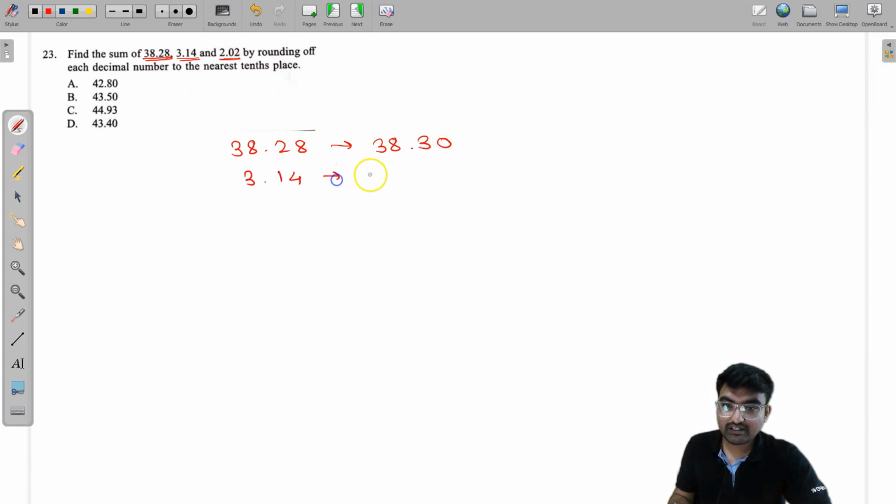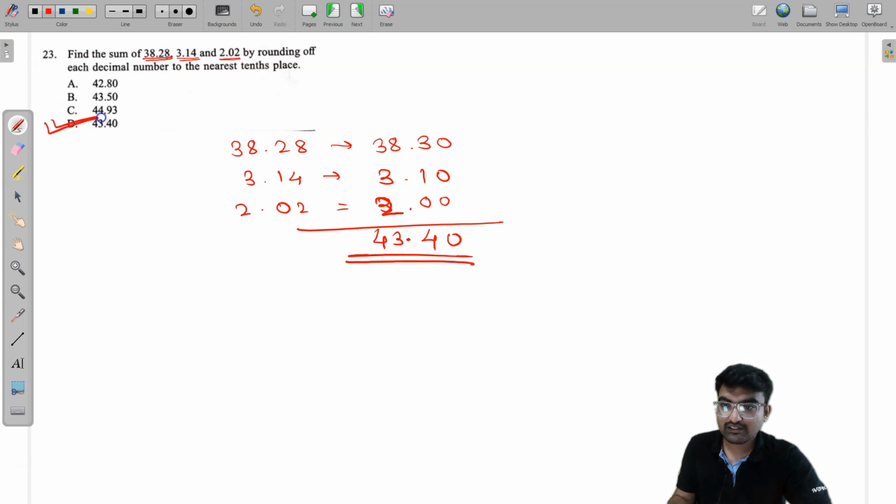3.14 can be written as 3.10, and 2.02 can be written as 2.00, right? If we add, we get 40.43. Correct? So option number D is the correct one. Got it?